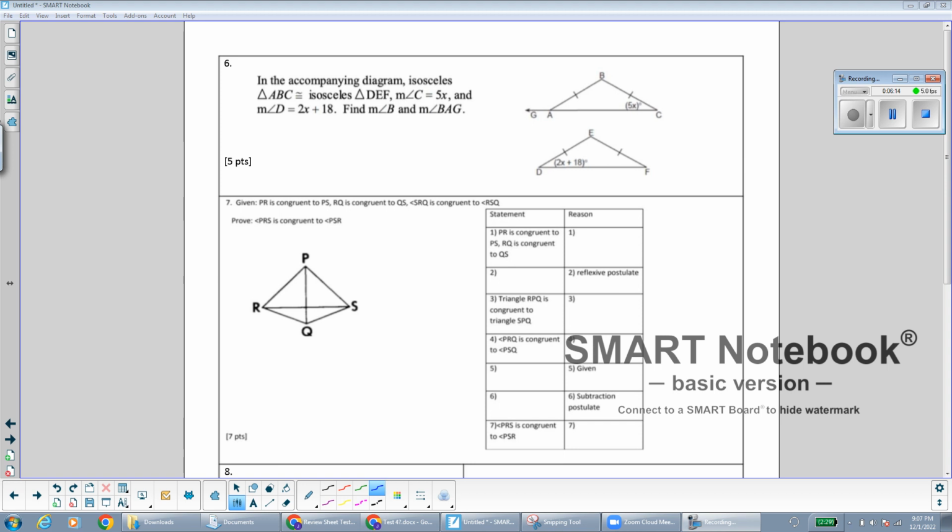Okay, so we're told that both of these triangles are isosceles, and the key here is that they're congruent to each other. So if these triangles are isosceles, we know that their base angles are congruent, and since the triangles themselves are congruent, the corresponding angles are congruent to each other. So the angles in this triangle and the base angles in this triangle are all equal to each other. So we can set up an equation by saying that 5x, one of the angles from this triangle, is equal to 2x plus 18, the corresponding angle to it in this triangle.